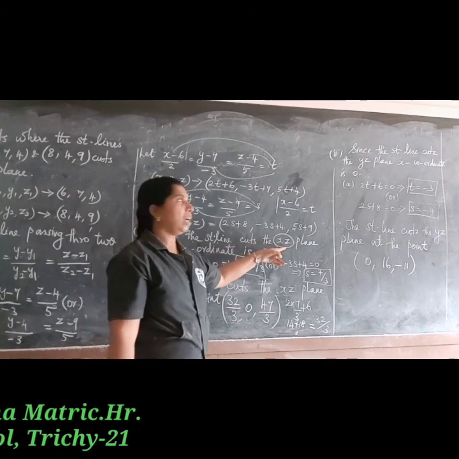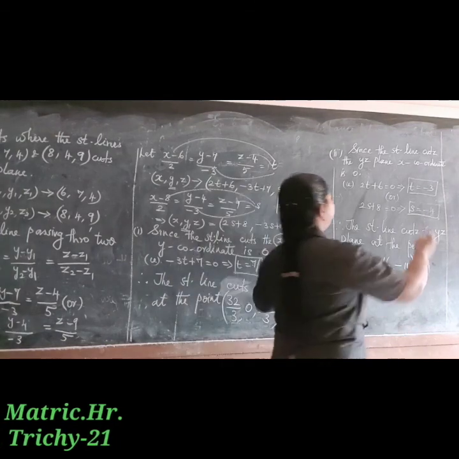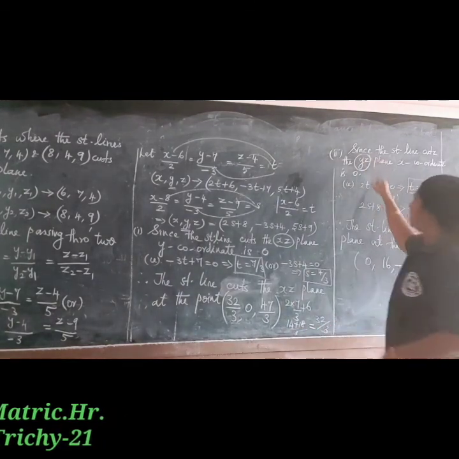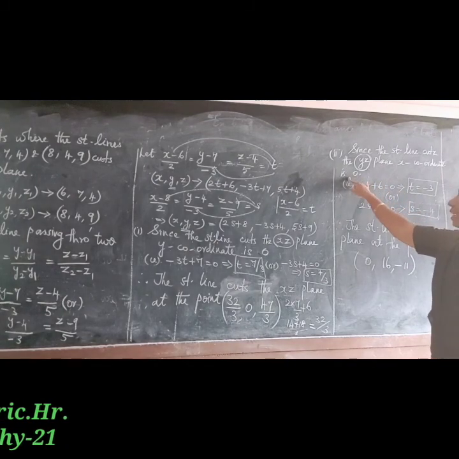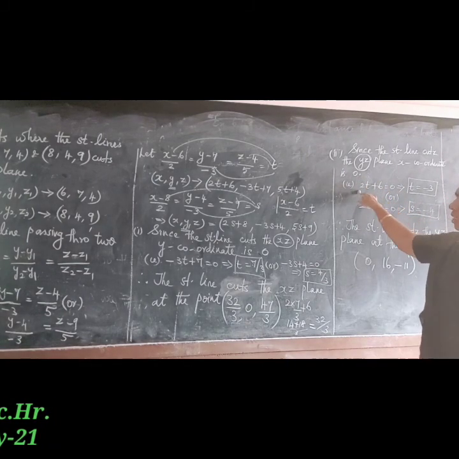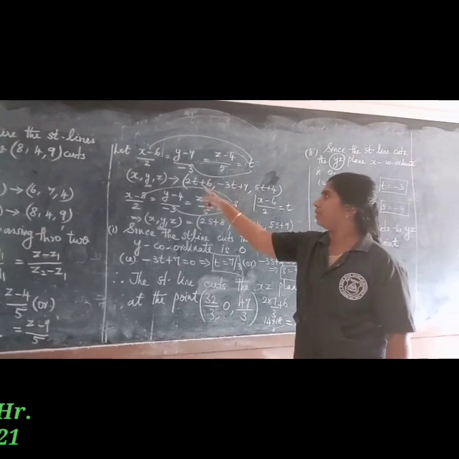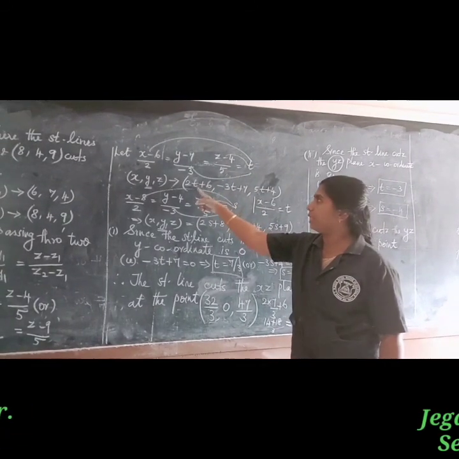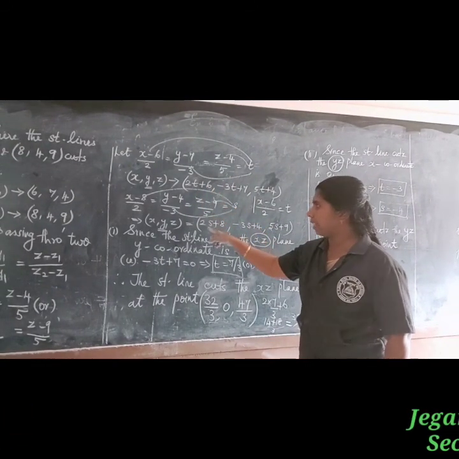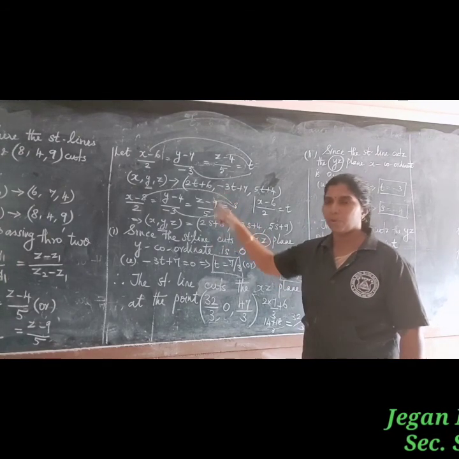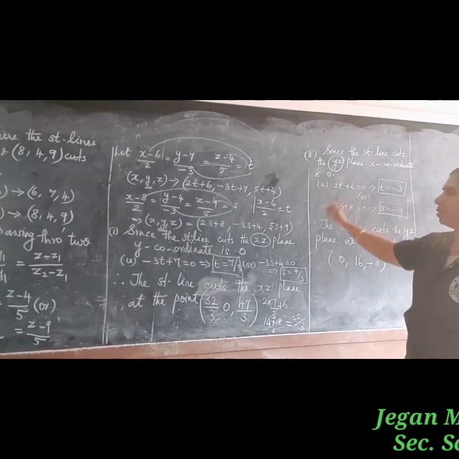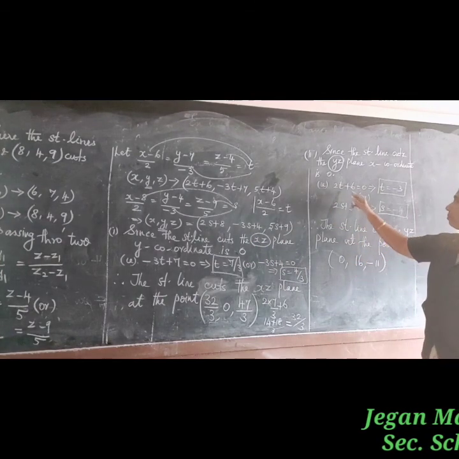In the same way, now you can find it for the yz plane. Yz plane means you have to consider the x coordinate is 0. The x coordinate value is what? 2t plus 6 or you can take 2s plus 8. Any one you can take, and when you substitute, you get the same answer.